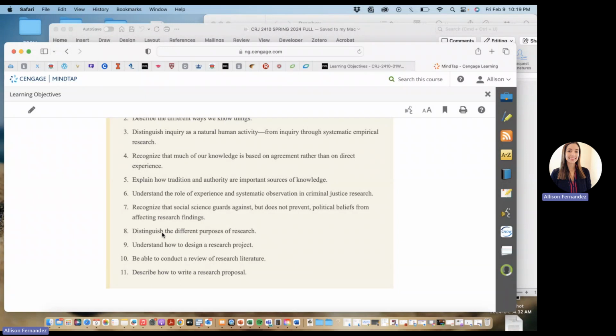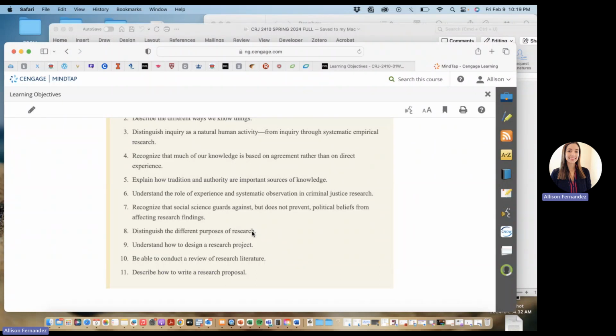And you should have already learned this as well. There's different purposes of research. I hope you're enjoying the MindTap material, but if not, this is just a quick recap about why do we do research?